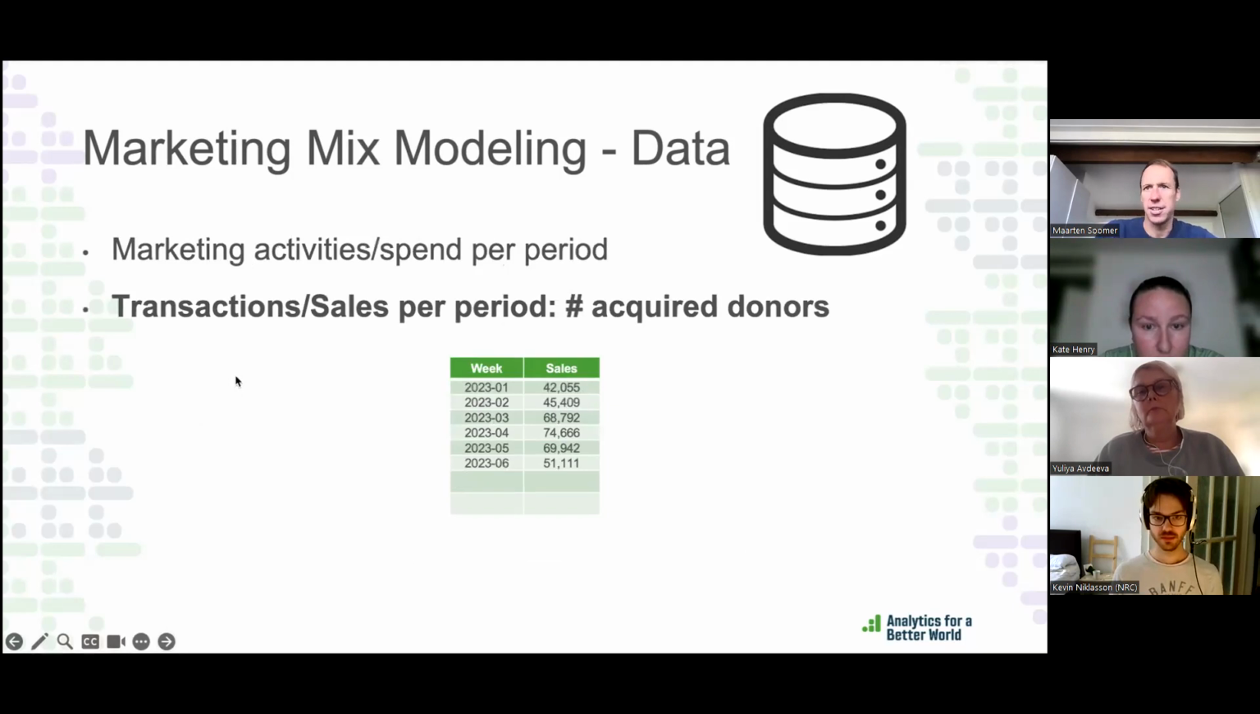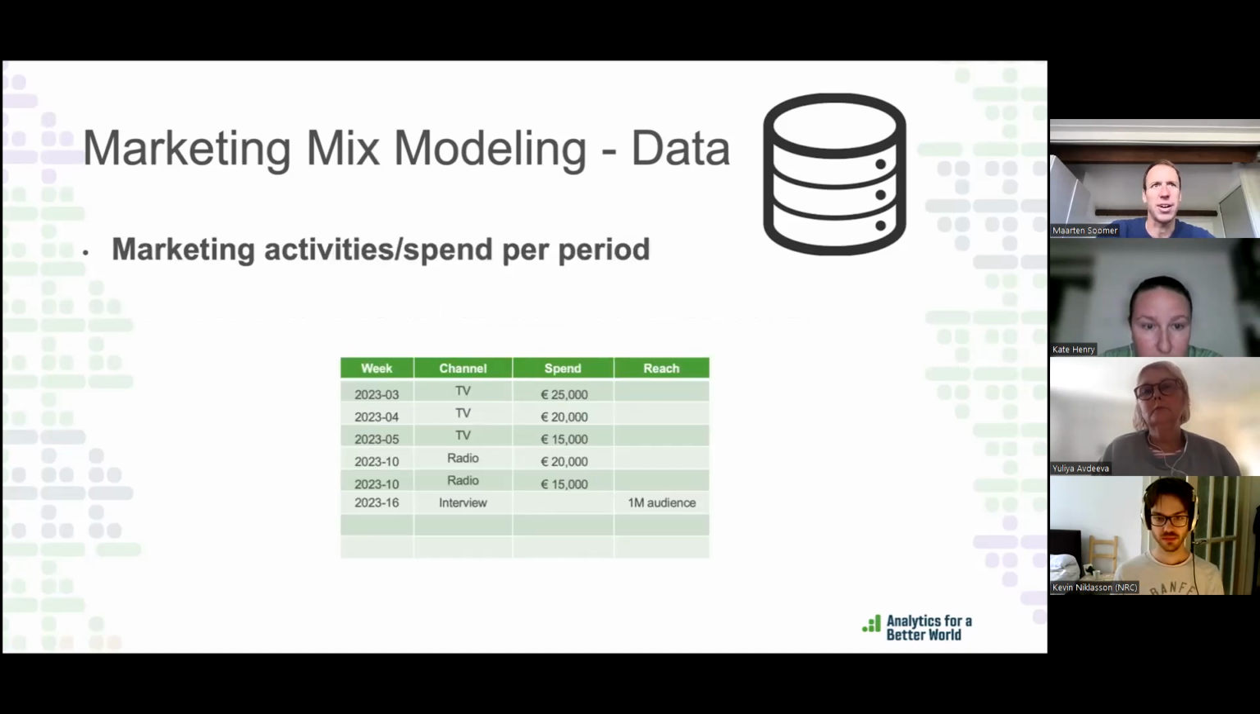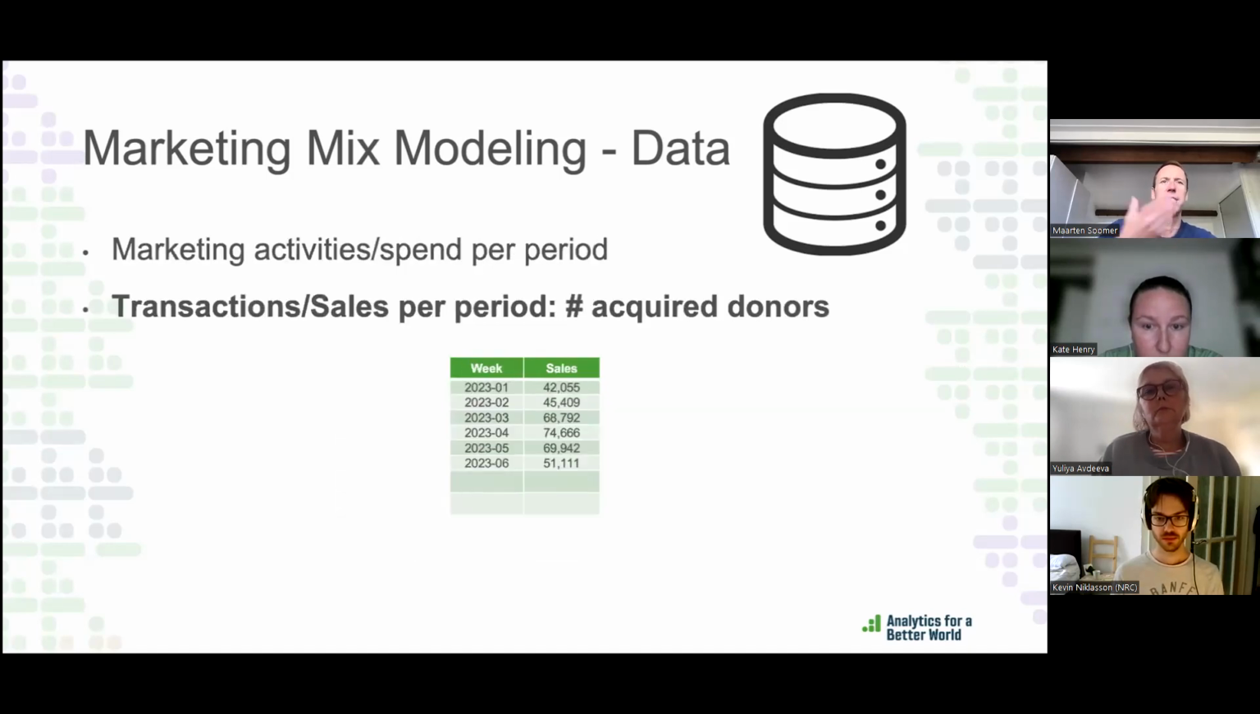Of course, there's a second type of data that you need to do this application. You also need historic data of, okay, I did these marketing activities. What was my return? What did I sell in those same periods? In terms of the nonprofit, we would probably look at the number of acquired donors in that period. So for the same weeks, we would have our sales numbers, the numbers of new donors acquired.